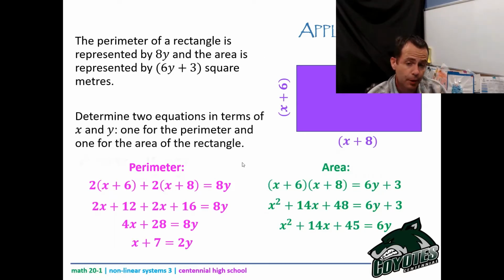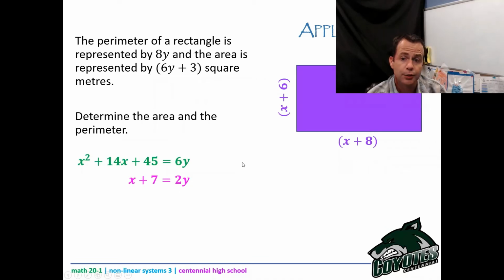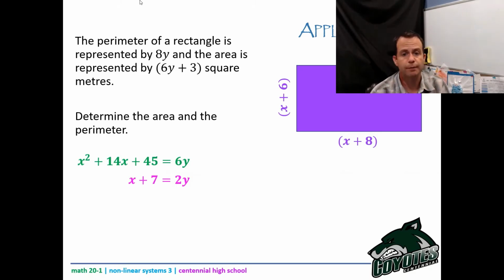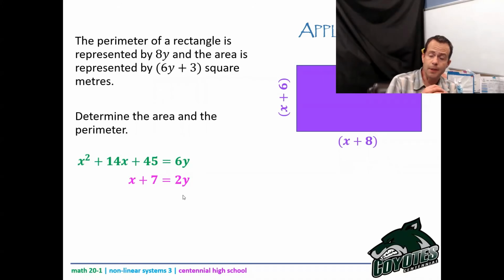The next part of this question says, determine the area and the perimeter. So now I have to solve the system. I have two equations with two unknowns. I'm going to set this up and solve it by elimination this time. So I've put my x squares on top of x squares. There's none down here. And then my x's on my x's and my numbers on my numbers and my y's on my y's. I want to make the y's say the same thing so that I can eliminate them and I'll be left with a quadratic that I can try and solve.